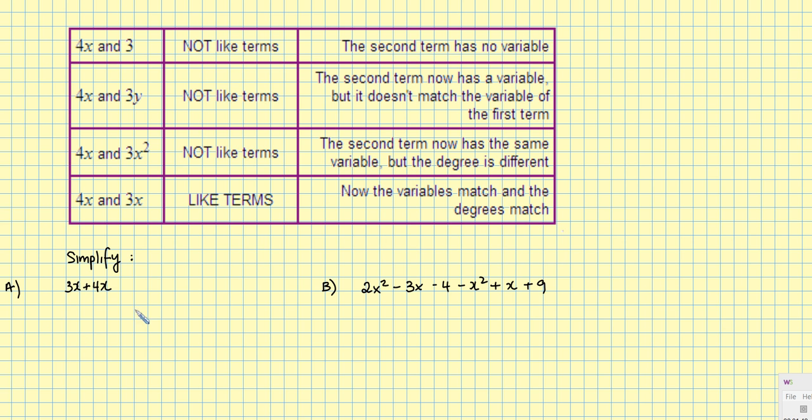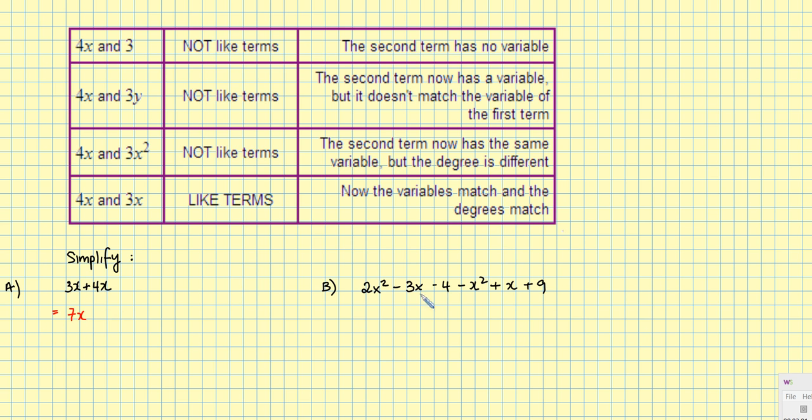So if we want to quickly do an example here, we can do an example of 3x plus 4x. Well, the degrees are the same on the x's. They have the same variable, and therefore I just add up my coefficients, where 3 plus 4 is 7x. Please be aware that it is 7x and not 7x squared.